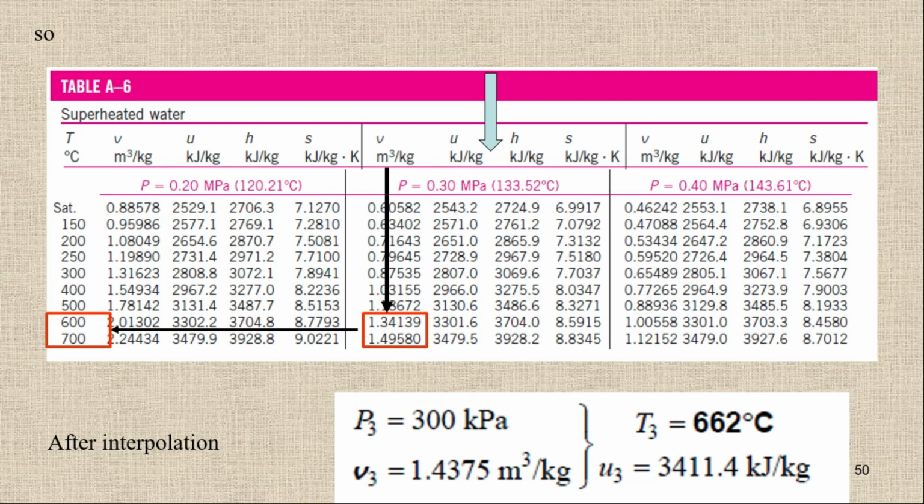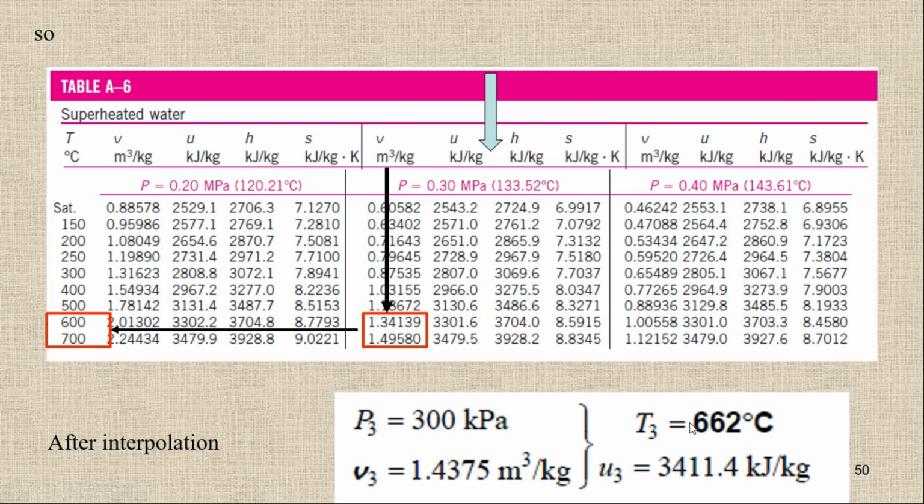So T3 is 662 Celsius. In the same way I have to interpolate for the U value as well, which is somewhere here. You can see the mouse. With the help of these two values, you have to interpolate again to find out the value of U3. So you have to apply this linear interpolation to get it. So T3 is there, so this is the required value. So one part is already solved. The PV diagram is already shown there. So this is the final temperature.